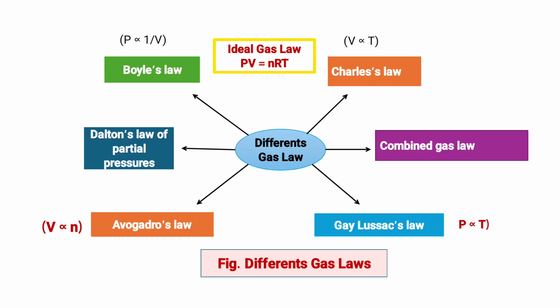So there are different gas laws: Boyle's law, Charles's law, Dalton's law of partial pressure, combined gas law, Gay-Lussac's law, Avogadro's law. The ideal gas law equation is PV = nRT. Boyle's law: pressure is inversely proportional to volume, temperature constant. In Charles's law, pressure is constant, and volume is directly proportional to temperature. In Gay-Lussac's law, pressure is directly proportional to temperature. Avogadro's law: volume is directly proportional to the number of molecules. So you have to remember the different gas laws.